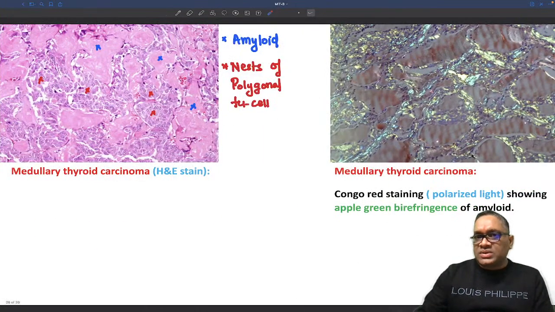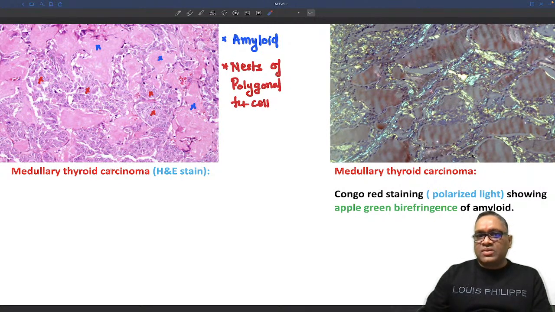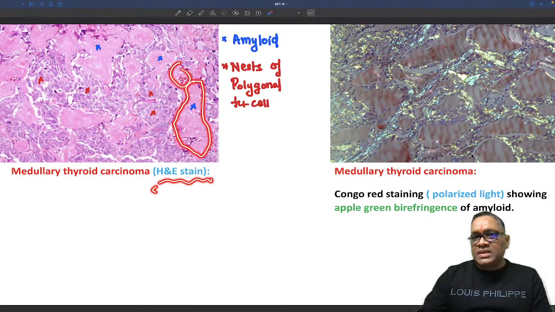And how are you going to diagnose? As I said, in this you can notice these are all tumor cells, right? These are all tumor cells. So these are nests of the tumor cells. You can say nests of polygonal tumor cells. And outside you can see this is the extracellular acellular amyloid deposition. So that is how you can give a diagnosis on HE section. So you are going to see the polygonal tumor cells, and in between there is extracellular acellular amyloid.